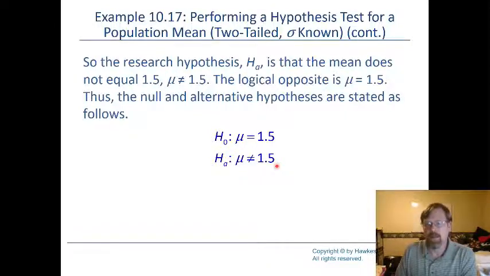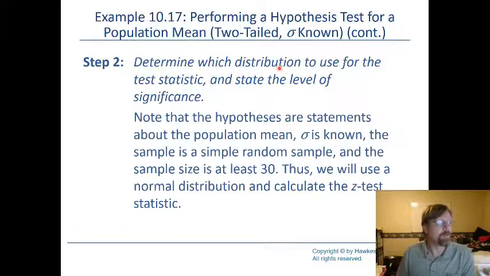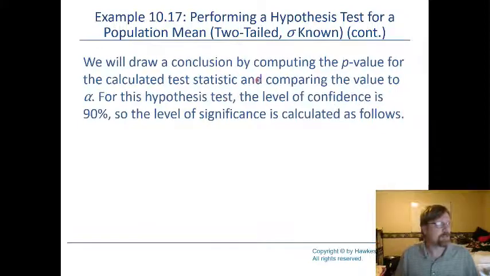Okay, what distribution do we need to use? And what level of significance? So we were given a 90% confidence level. We've got 128 samples. So our sample size is greater than 30. We know the population standard deviation, so we can use a normal distribution and calculate the z statistic. 90% confidence level, so that should be a 10% significance level.